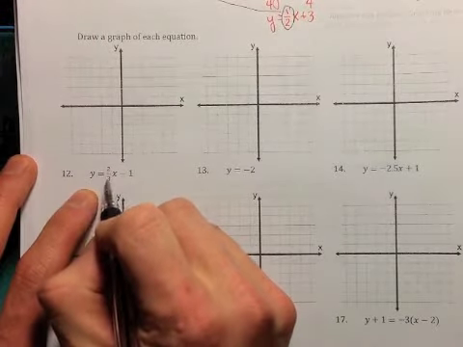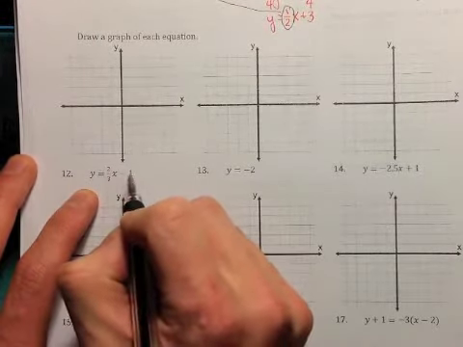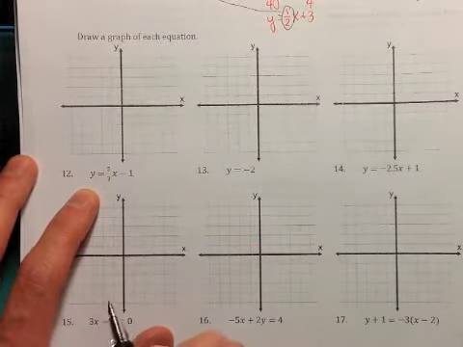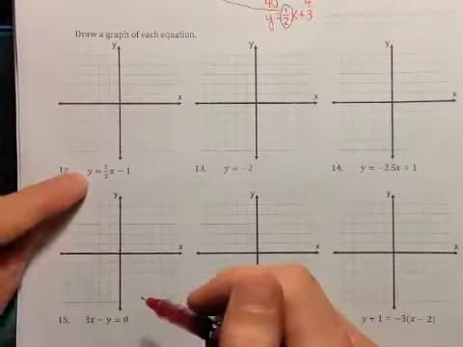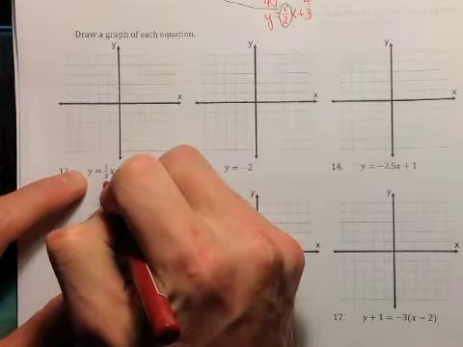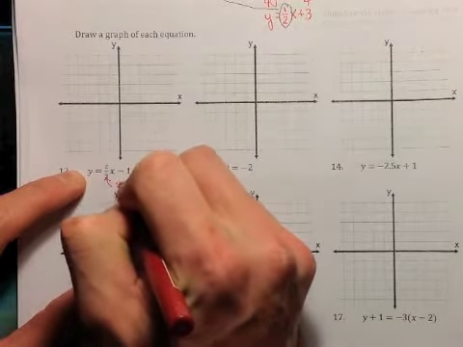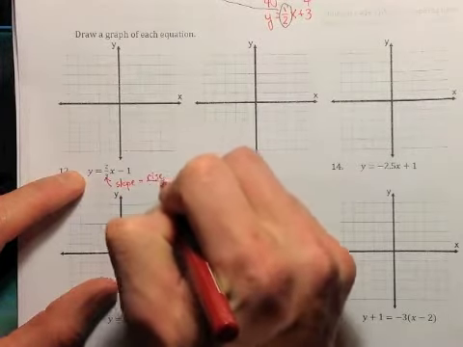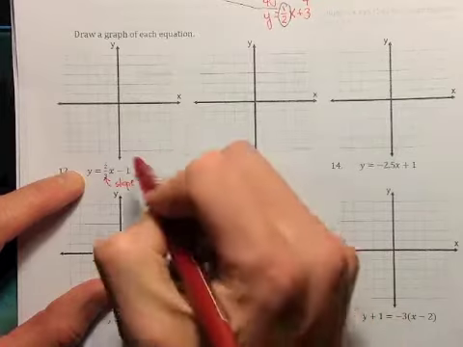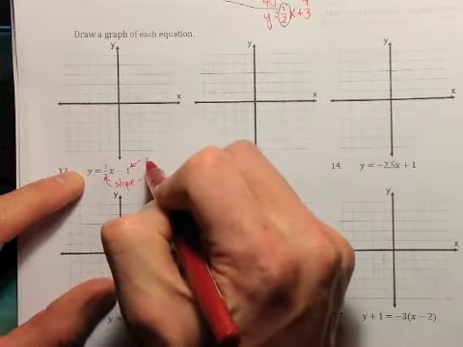Y equals 2 over 3 times x minus 1. So the easiest way to graph this equation is to recognize that this equation is in slope-intercept form. So 2/3 is the slope, which is our rise over run, and our y-intercept is -1.